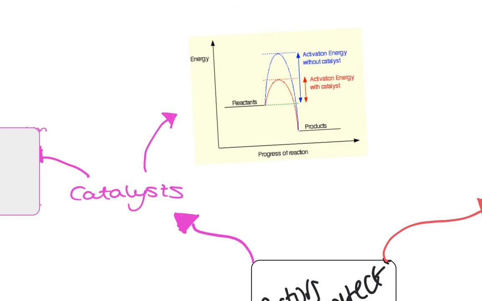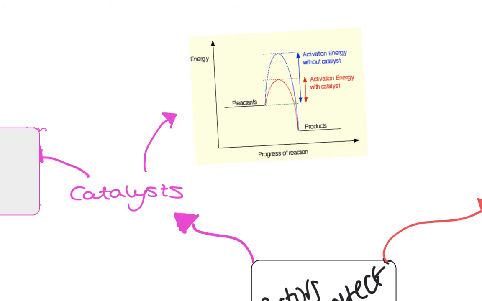Now the blue line shows us the activation energy without a catalyst, and you can see that's quite high. So in order for the reactants to become the products, they have to overcome that energy. However, with a catalyst, we see that activation energy drops. And the way that happens is that we say that catalysts provide an alternative reaction pathway.